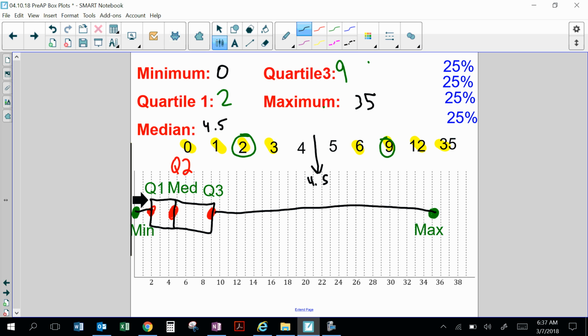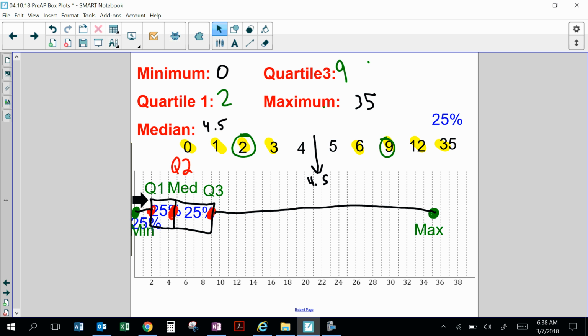A box plot is made of 5 numbers: a minimum, a maximum, quartile 1, quartile 3, and median. So if it is broken into quartiles, that means like quarters. It's broken into 4 parts. So each part of this has 25% of the numbers. That means there are 25% here, 25% in here, 25% here, and 25% here.